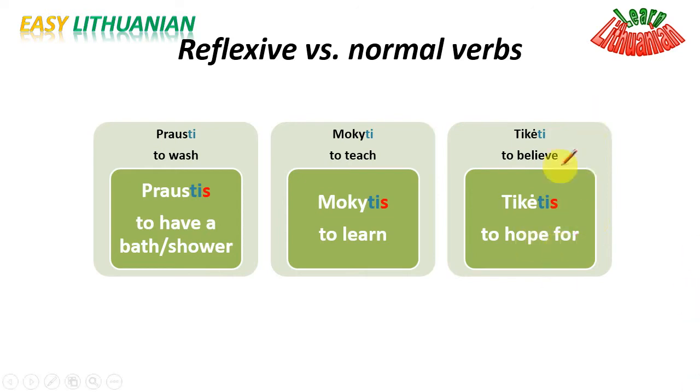You see, the meanings of the verbs can be quite different. These are quite simple to understand: to teach and to teach oneself or to learn, to wash someone and to wash oneself. And this is a little bit different, to believe and to hope for. So if you see the Lithuanian vocabulary series on my channel, you can see that when I'm teaching you some roots, there are prefixed verbs and there are reflexive verbs, and the meanings can be quite different.